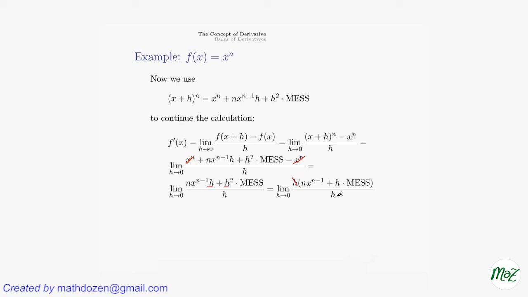Now we can easily cancel h in numerator and denominator, and we are left with the limit as h goes to 0 of n times x to the power n minus 1 plus h times some expression, and into this expression we can put h equals 0. And we'll get n times x to the power n minus 1. This is usually called the power rule.